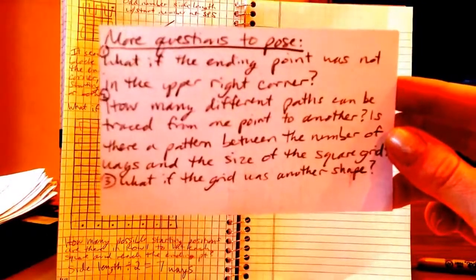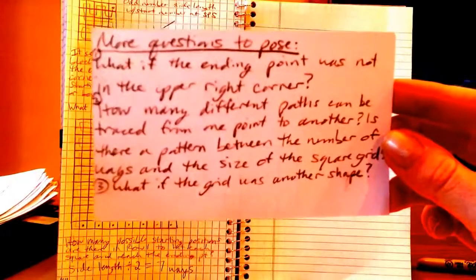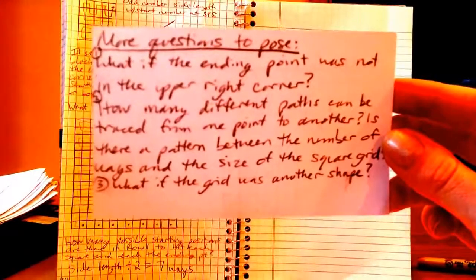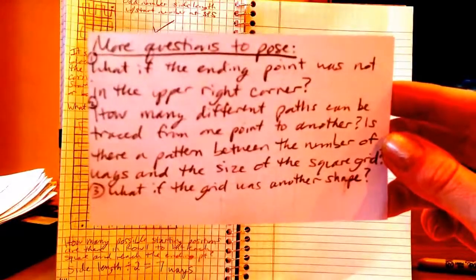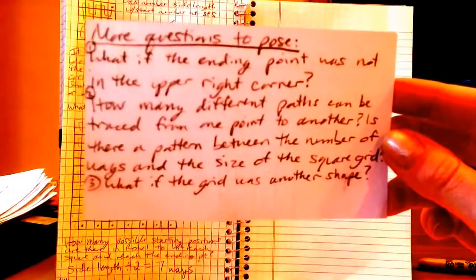Number 2, how many different paths can be traced from one point to another? So looking at unique patterns of getting from one point to another. And is there a pattern between the number of ways there is to get to the ending point and the size of the square grid?